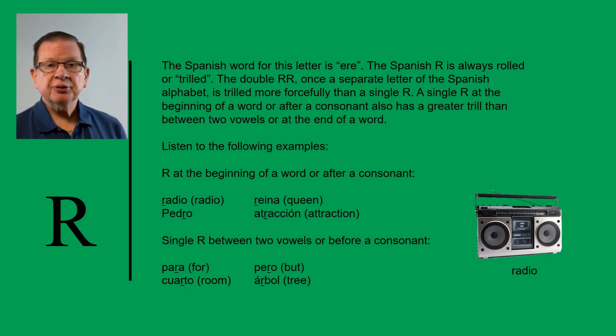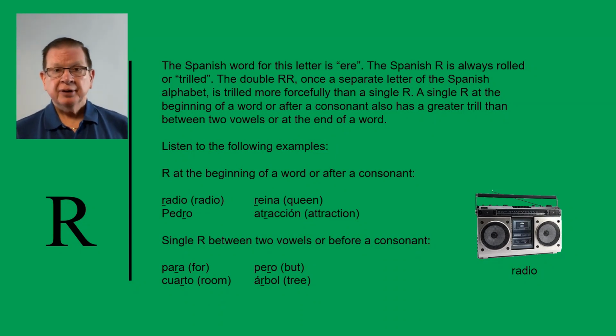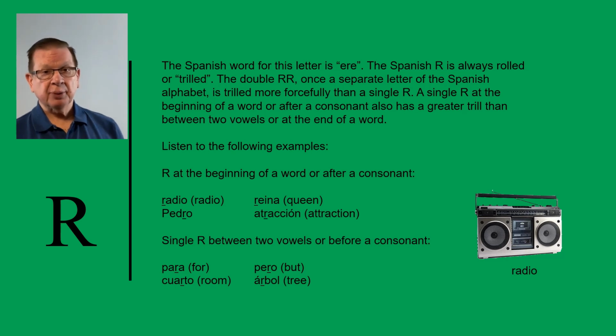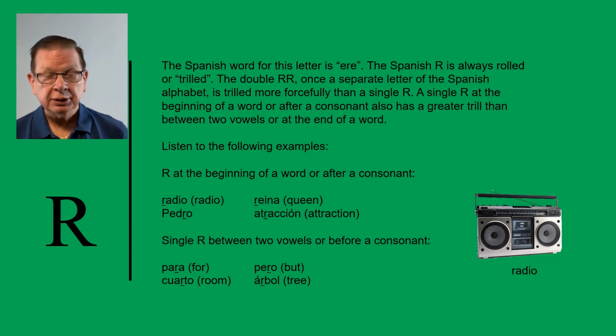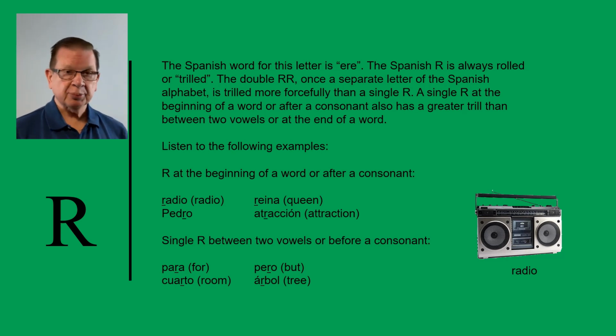R. The Spanish word for this letter is R. The Spanish R is always rolled or trilled. The double R, once a separate letter of the Spanish alphabet, is trilled more forcefully than a single R. A single R at the beginning of a word or after a consonant also has a greater trill than between two vowels or at the end of a word.